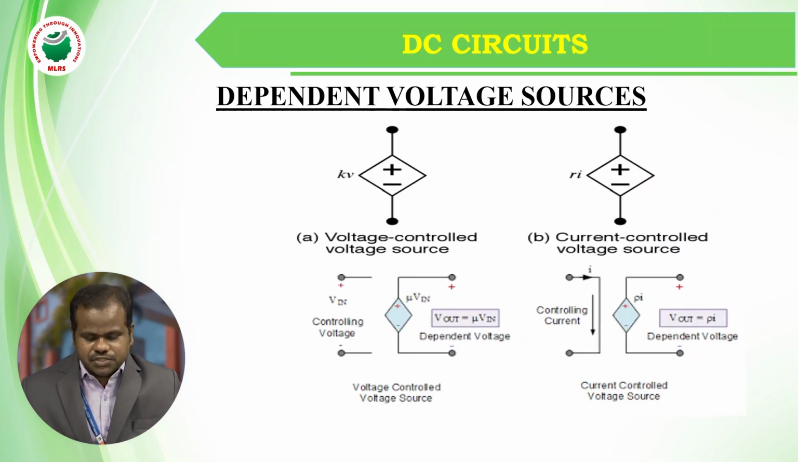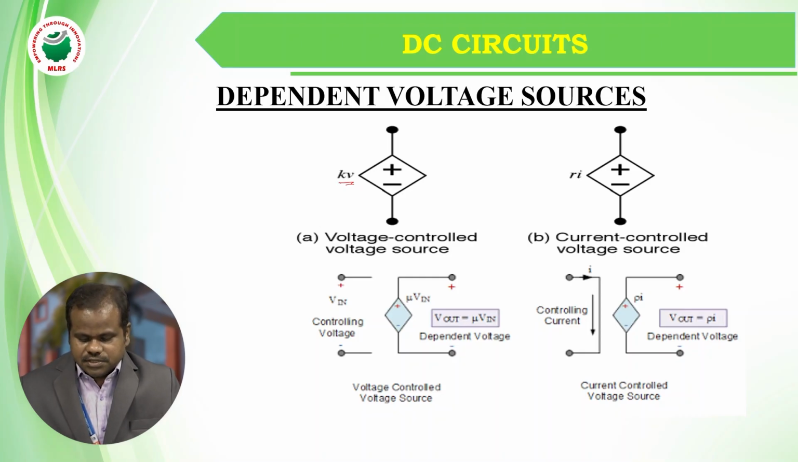Coming to the very first one, that is the dependent voltage source. A dependent voltage source is one where the output voltage is dependent on the voltage across any part of the branch. That is the reason it is represented by K into V. K here represents the proportionality constant or a gain.